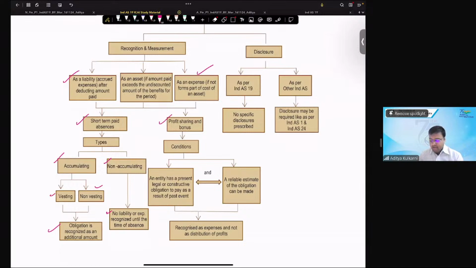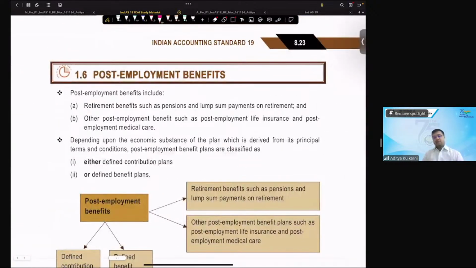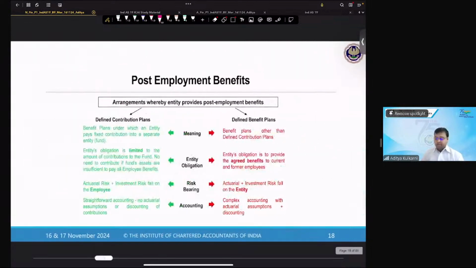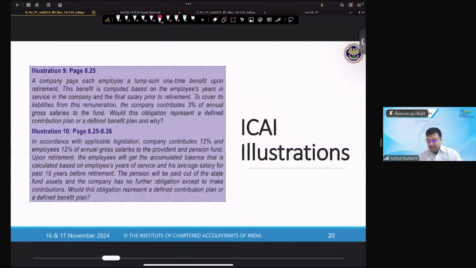Coming to profit sharing and bonus conditions, present legal or constructive obligation, and a reliable estimate can be made, recognized as expense and not as a distribution of profits. Disclosures, no specific disclosure under Ind AS 19, but other standards may require the disclosure. Are we okay with short-term benefits? Yes, because now we come to post-employment benefits. And this is where things start to get slightly tricky, not complicated. Okay, slightly tricky.